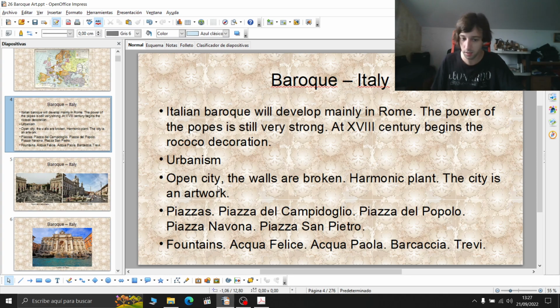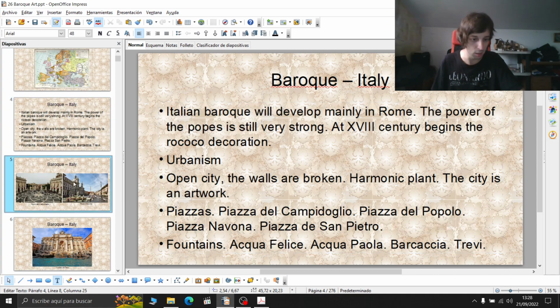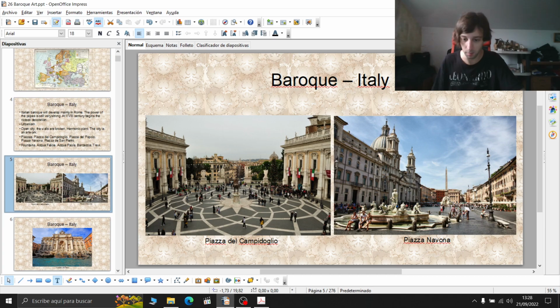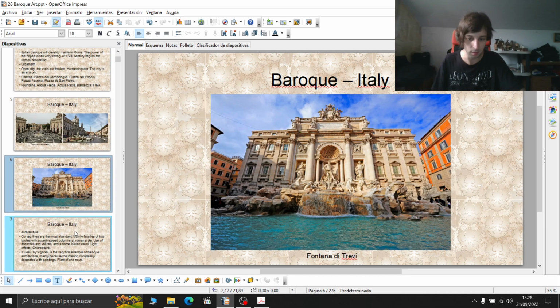Urbanism: open city, the walls are broken, harmonic plan, the city is an artwork. Piazzas like Piazza del Campidoglio, Piazza del Popolo, Piazza Navona, Piazza di San Pietro. And fountains like Acqua Felice, Acqua Paola, Barcaccia, or Trevi. Here, Piazza del Campidoglio, Piazza Navona, and Fontana di Trevi, as examples.